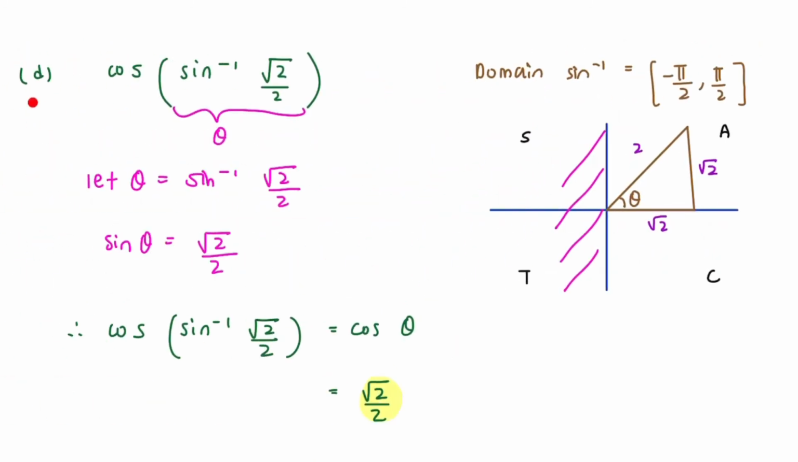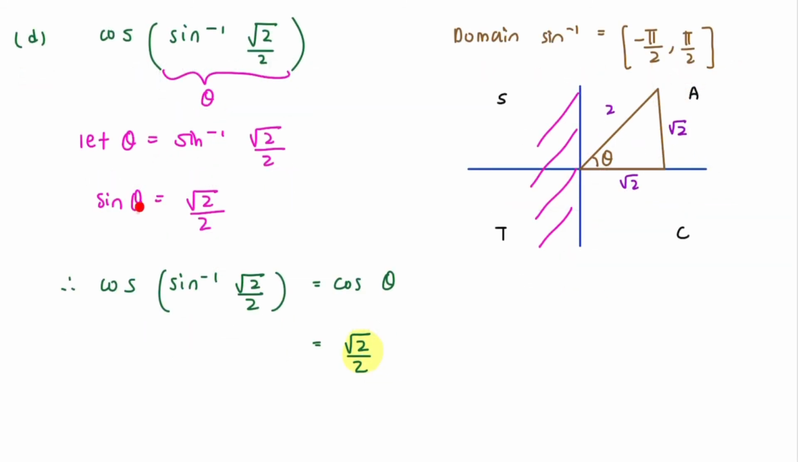Now let's proceed with question D. Cos compose with inverse sine square root of 2 over 2. So again, let's solve the inside function first. Let theta be inverse sine square root of 2 over 2. Then change this to sine. So sine theta is square root of 2 over 2. So again, let's write the domain here. It must be from minus pi over 2 until pi over 2. So you are either quadrant 1 or quadrant 4. Since sine's value here now is positive, you are confirmed in quadrant 1.